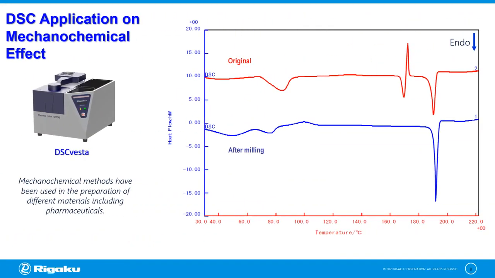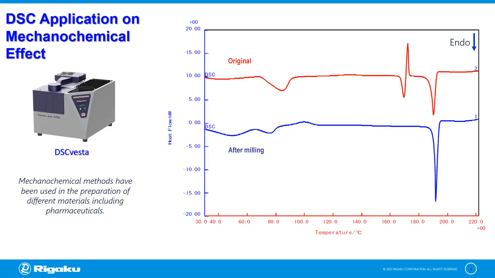Mechanochemical methods such as ball milling or pulverizing have been used in the synthesis and preparation of a broad range of molecules and materials, including pharmaceuticals. However, it may cause an induced polymorphism, which may affect the bioavailability of an active ingredient. Here is a DSC application comparing non-pulverized or original and pulverized or after milling a pharmaceutical material.